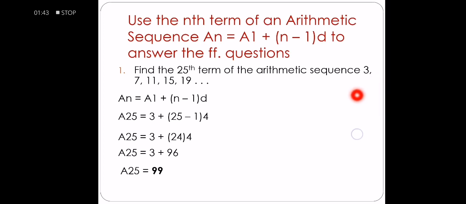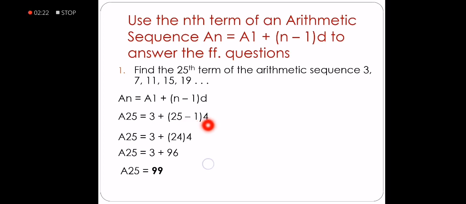Number 1. Find the 25th term of the arithmetic sequence 3, 7, 11, 15, and 19. So this time, direct lang natin gagamitin yung formula. So we have a sub n equals a sub 1 plus the quantity n minus 1 times d. So a sub n natin, papalitan natin ng a sub 25 since we are looking for the 25th term. Equals a sub 1, which is 3, plus, what is our n? 25. So 25 minus 1 times the common difference.